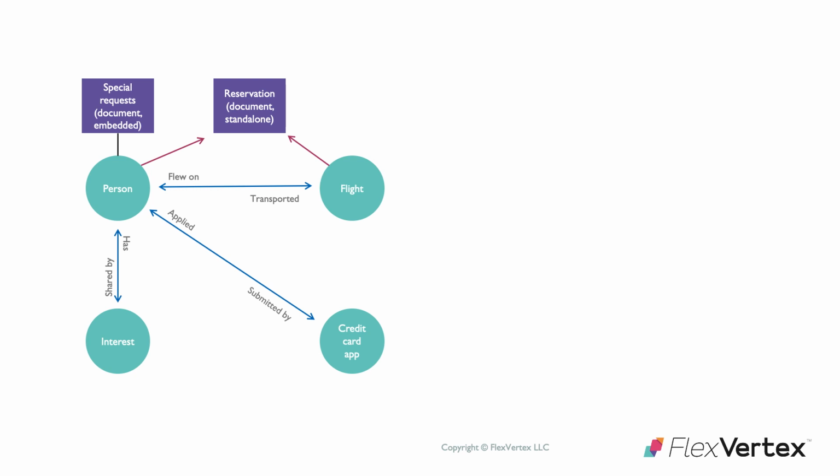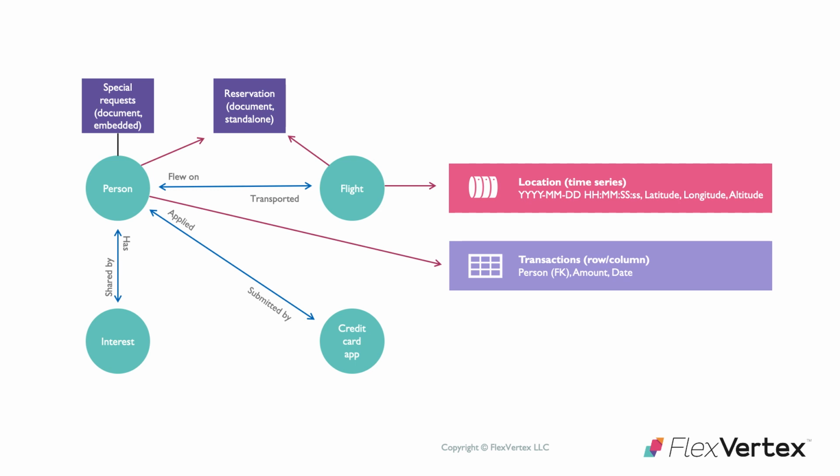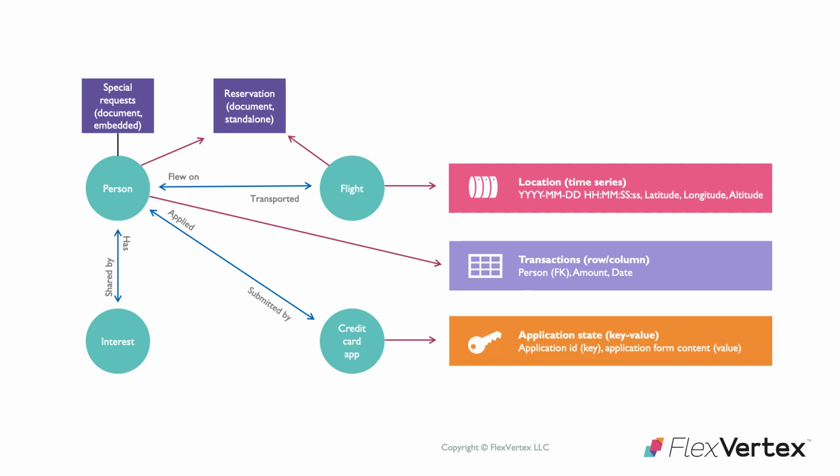Documents are also part of this multiverse. In fact, one type of document is embedded within the vertex created from the person class blueprint. Meanwhile, aircraft location is represented as a granular time series set. Next, purchases are treated as relational database-style rows and columns. Finally, the designers chose to maintain credit card application status as key value.